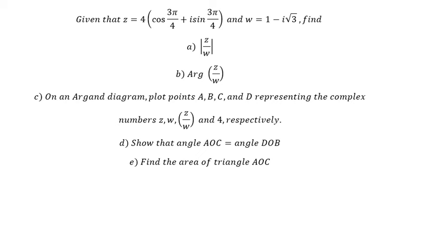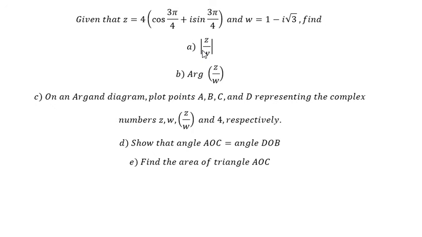Hello everybody, so today I will talk about calculus. The topic today is about complex numbers. Given that z equals 4 multiplied by cosine 3π over 4 plus i sine 3π over 4, and w equals 1 minus i multiplied by the square root of 3.